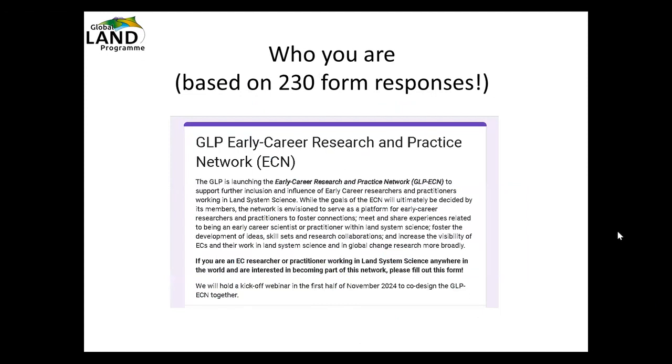This is based on more than 200 responses that we got from a form that we shared a few months ago that maybe some of you filled. We were trying to screen interest to see whether people wanted an early career network and what were their thoughts, what were their themes. And we were very happy when we saw a lot of responses because we thought that maybe there was an interest and a need for an early career network.